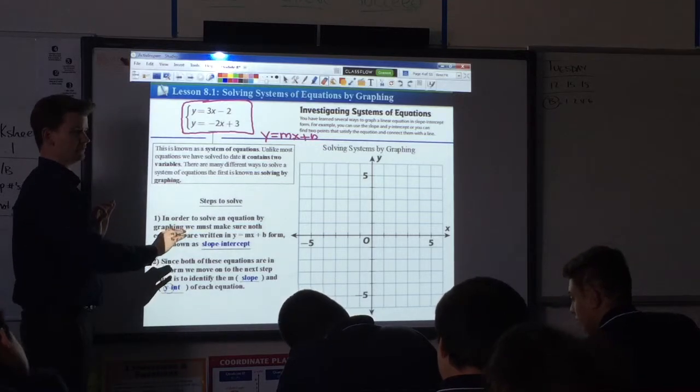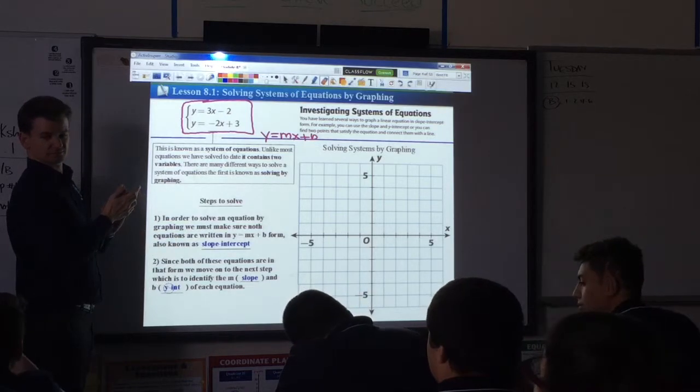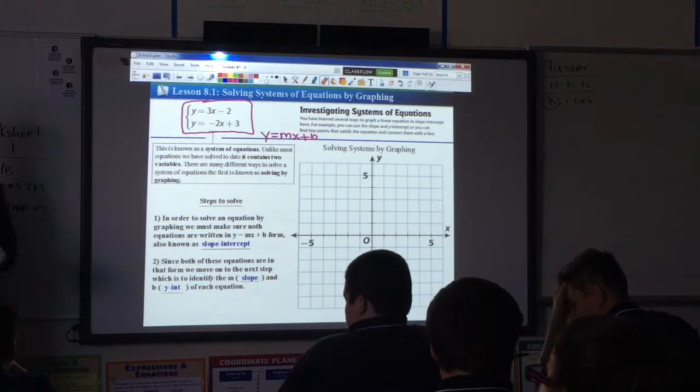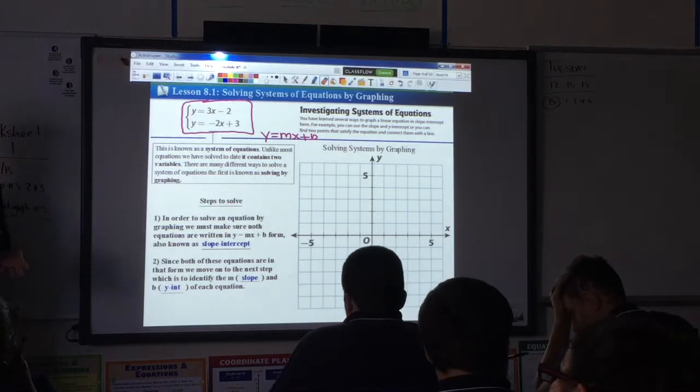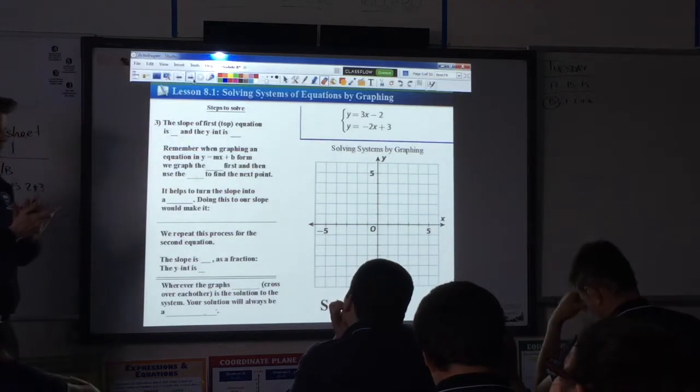Do you guys have this written in? Yes, no, maybe? No. I can't see that part. Y-intercept. Okay, so we have to identify the slope and the y-intercept. Still the same problem. We're going down on your notes to the next slide.